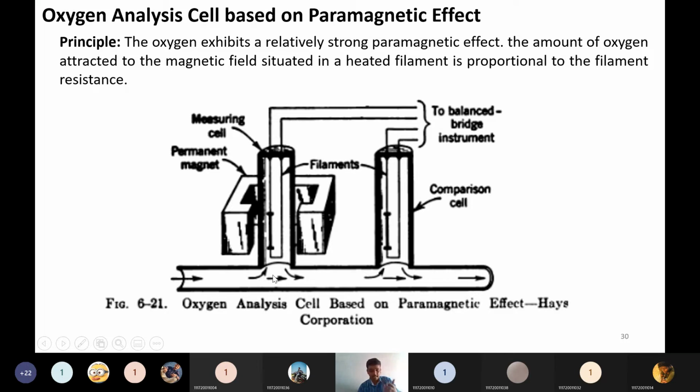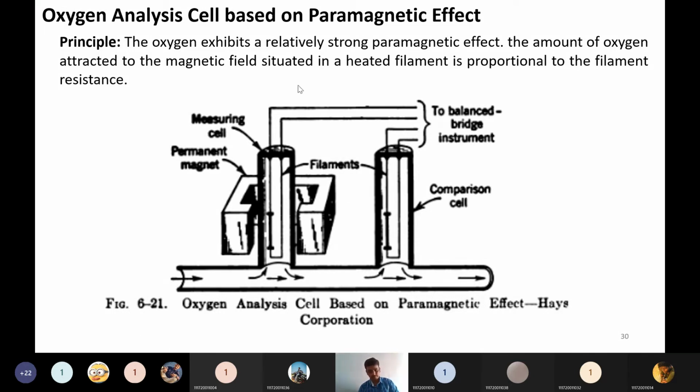So what happens due to the aspiration? Due to the aspiration of this resistance wire, which is attached to the heated bulb, it will have a tendency to attract the oxygen. Therefore, both the comparison cell and the measuring cell have a tendency to attract oxygen into them. One cell is held in a magnetic field. So what happens in the magnetic field?